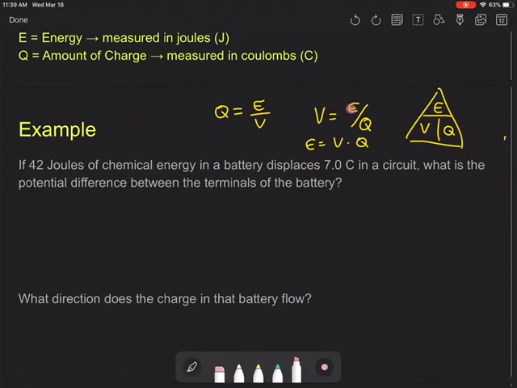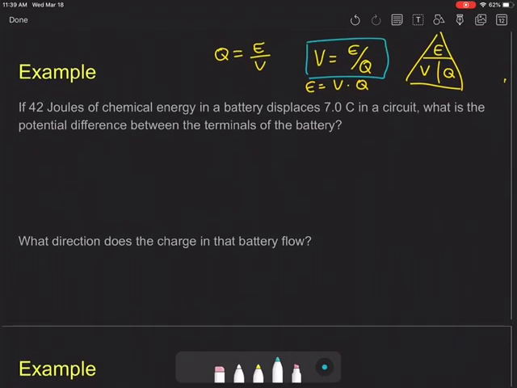We know that E goes on the top because it's the numerator, and then V and Q go on the bottom because those are the only places left for them. But the only equation you will be provided with is this one here. When we go through these examples, we use the same four steps as when we were talking about current. Step 1: list all of our known variables and their values on the left-hand side, as well as what we're looking for. Step 2: write the equation. Step 3: plug in our values. Step 4: get a final answer with our proper units.